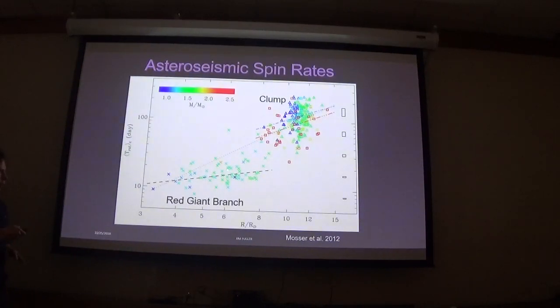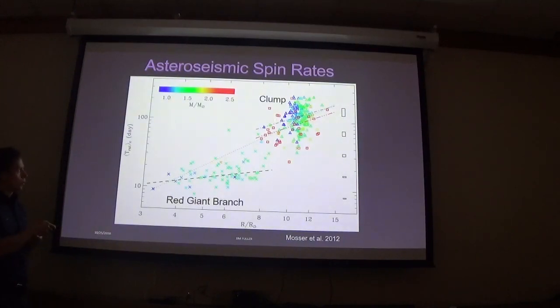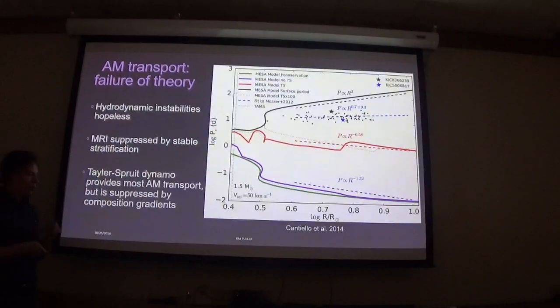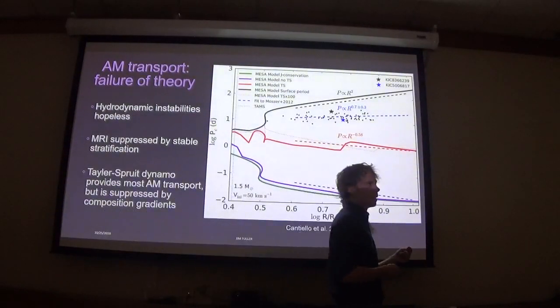And these are some of the results from Benoit Mosser. On the red giant branch, the stars we've been able to measure have core rotation periods of something like 10 to 20 days. On the clump, something more like 100 days is typical. So I said the core rotates faster than the surface, but it actually rotates much slower than we expected.